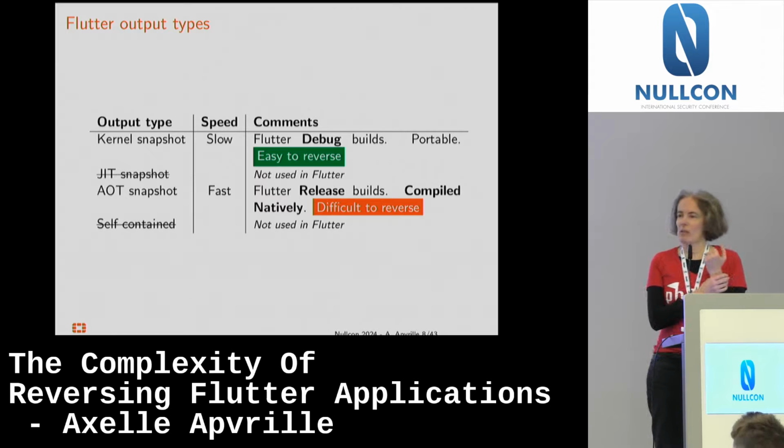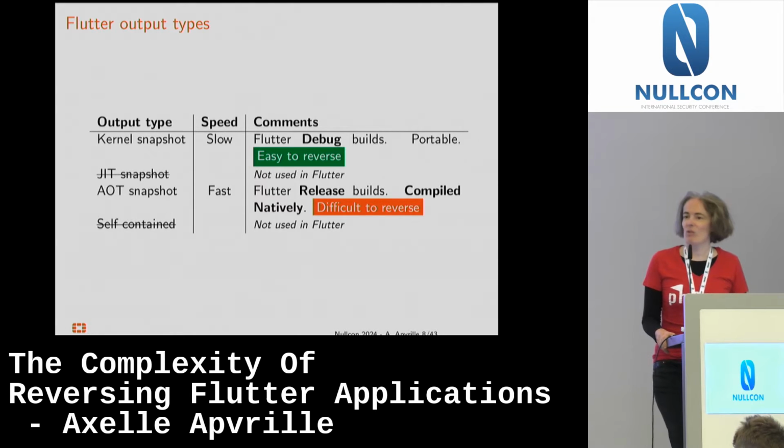If it's a release build, it's going to be an AOT snapshot in that case. And then you're not so happy, because it's the contrary. It's really difficult to reverse, because it's natively compiled. But that wouldn't be the real difficulty, because hey, we've got disassemblers, right? So that's not really what makes it difficult.